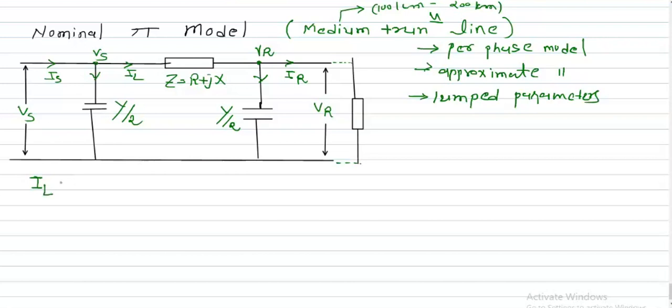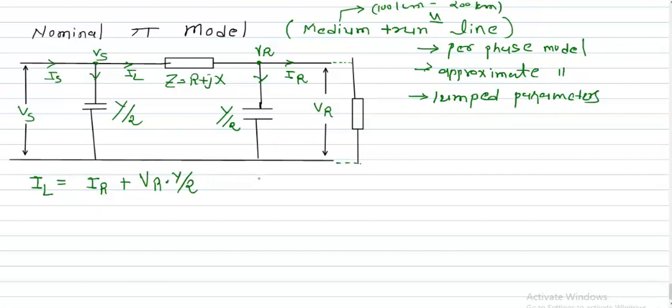So IL current is basically divided into two branches. One is the IR current and the second is this capacitive current. So I will write the equation for that. It's IR plus, what is the current in this particular branch? It is the voltage multiplied by admittance. So we can say it is VR into Y by 2. This is one of the equations of IL.